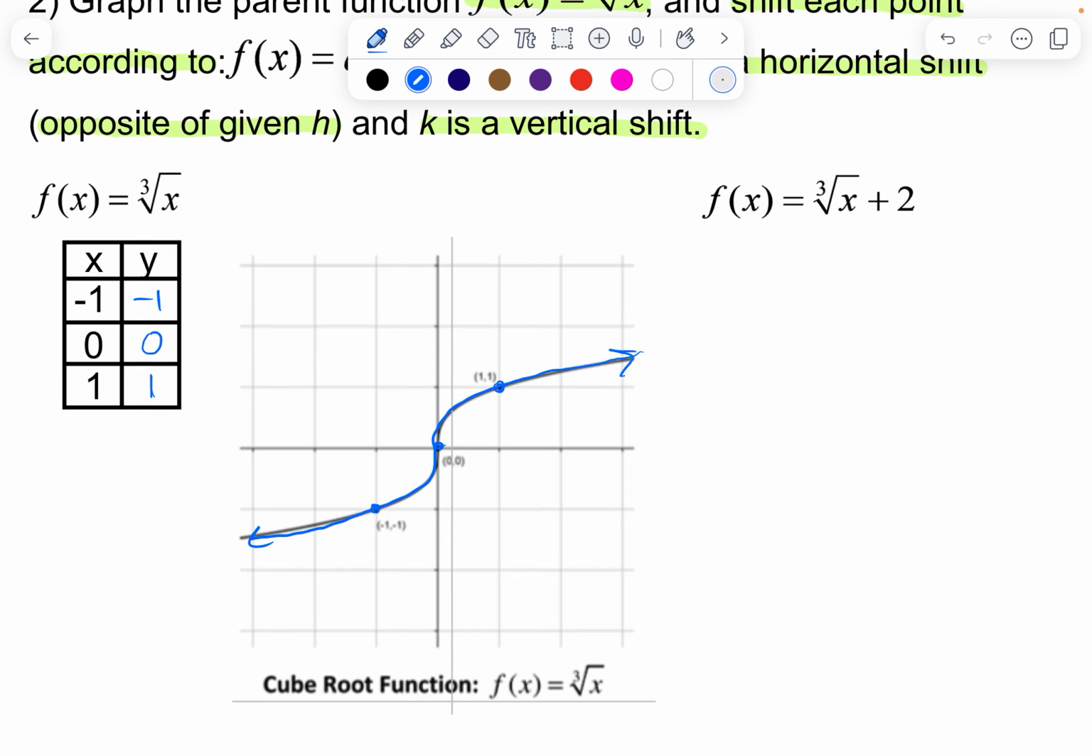And now we're going to shift. Now in this particular example, we don't have an h, but we do have a k. So that means I'm going to literally shift every single one of these points vertically up 2. So this is going to go up 2. This 0, 0 is going to go up 2. And this 1, 1 is going to go up 2. And I'm going to do the best that I can to have this S-shaped kind of function. And there you have it.